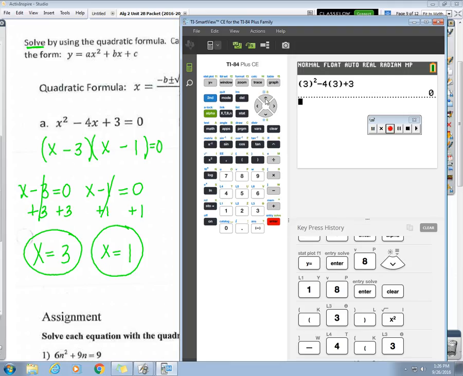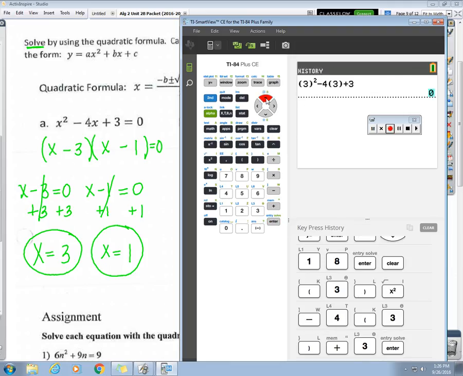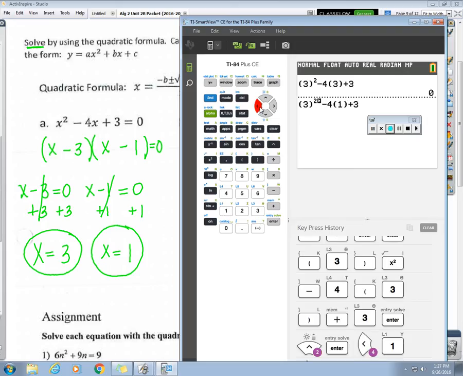Now, remember, instead of retyping it all in, I can just go up to it and hit enter, and it copies and pastes it. And now can I just replace both of those 3's with a 1 to see if 1 is also a solution? Okay, so when I hit enter, I get a 0. That means these are the two solutions.